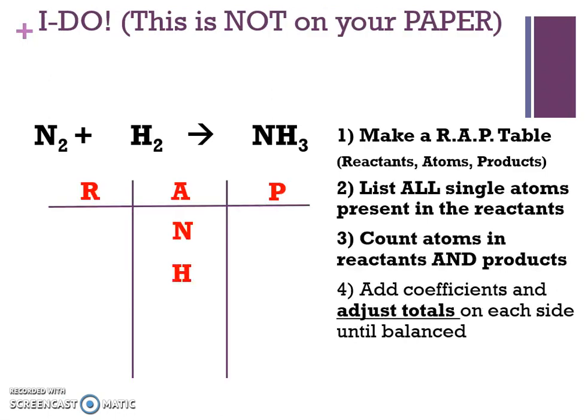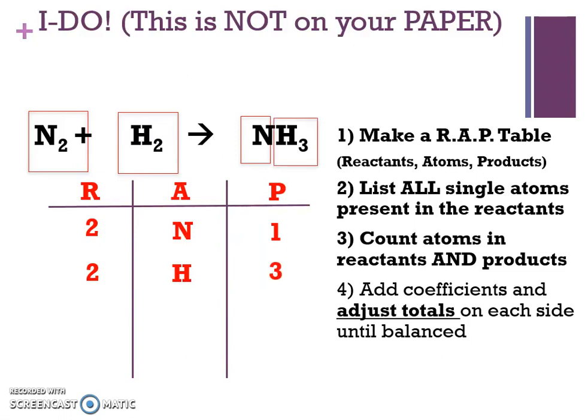So here's our equation: N2 plus H2 creates NH3. We're going to make our RAP table. I already have it right here. Then we're going to list all of the atoms that are present in the reactants. There's only nitrogen and hydrogen over there, so put that there. Then we're going to count our atoms in the reactants. How many nitrogens? 2. How many hydrogens? 2. Products. How many nitrogens? 1. How many hydrogens? 3.